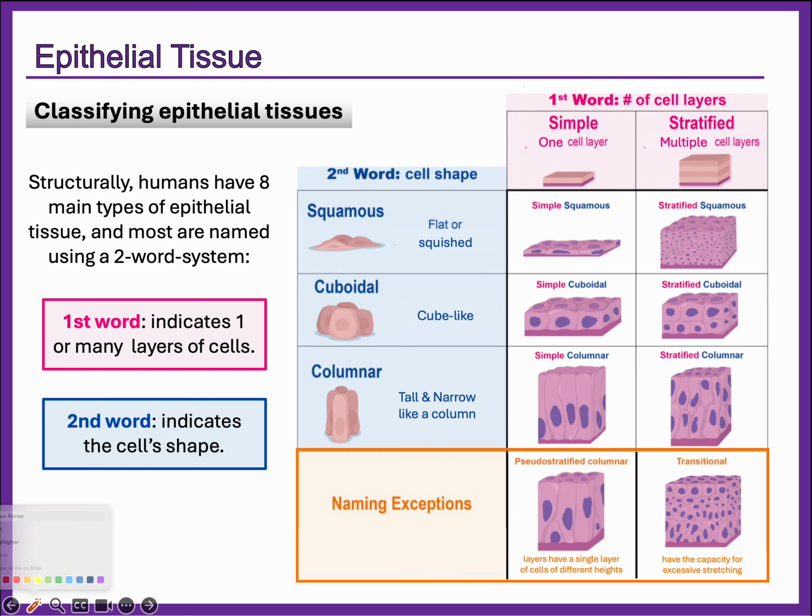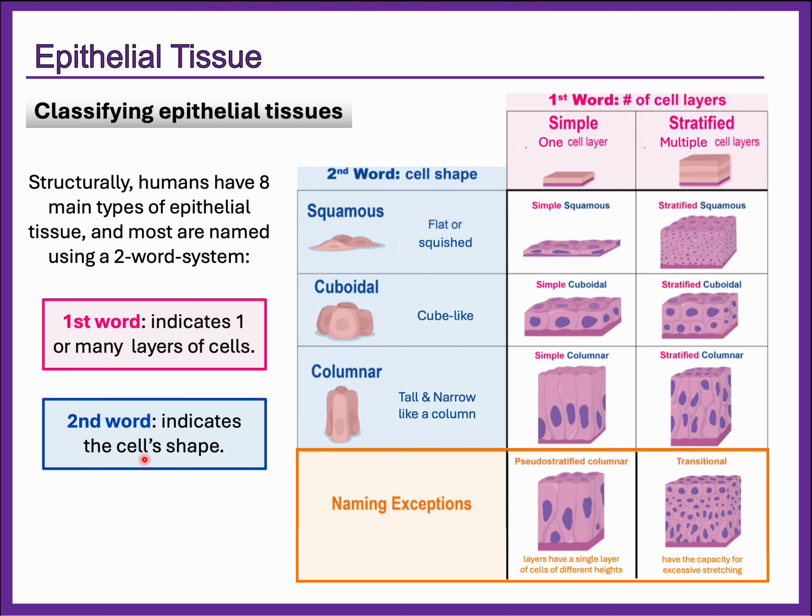So, over here, let's learn how to classify epithelial tissue. Structurally, humans have 8 types of epithelium, and most of them are named based on a system that actually makes a bit of sense. You name it using a 2-word system. The first word indicates one or many layers of cells. So you're going to say, is it one layer of cell or is it many? The second word indicates the shape of the cell. Is it squishy? Is it cube-like?